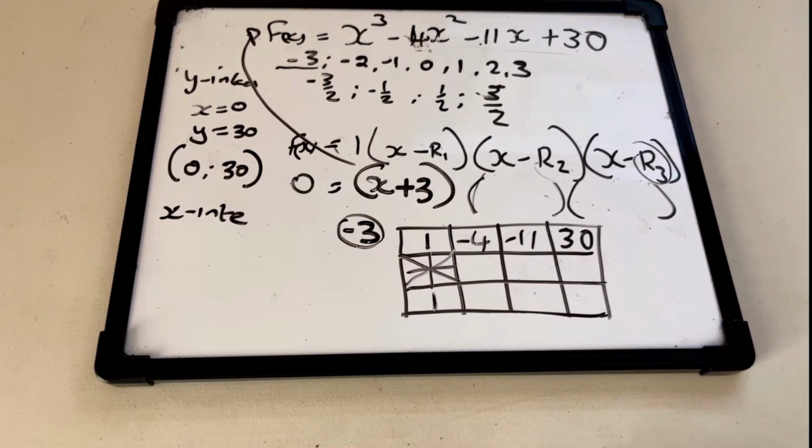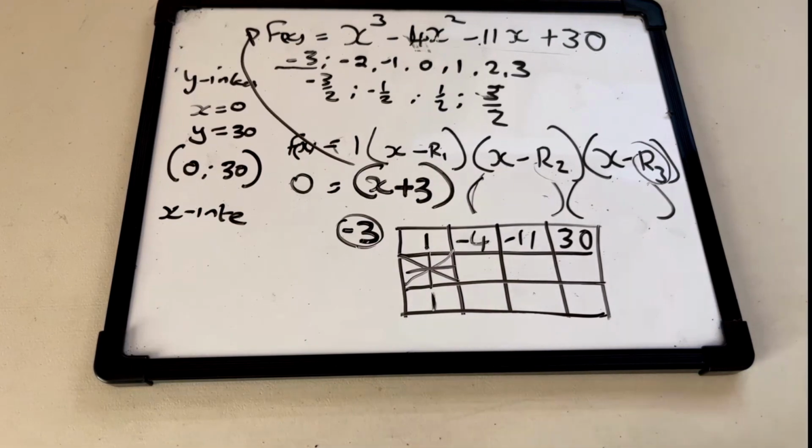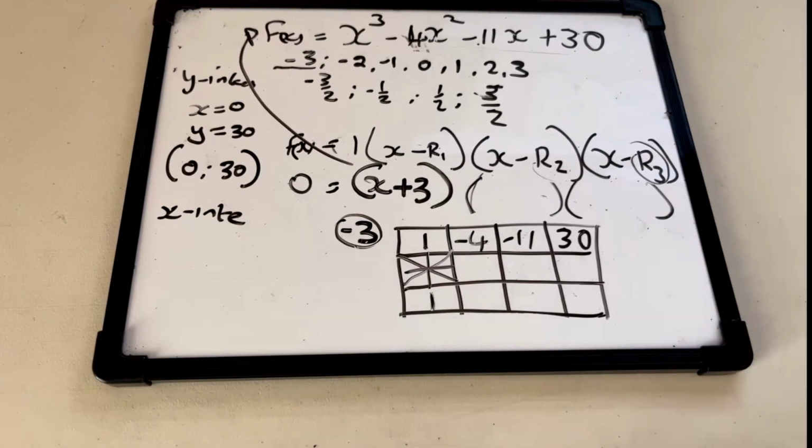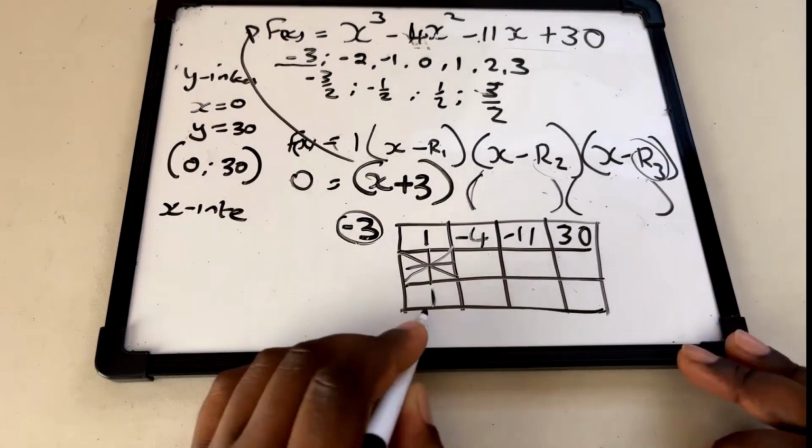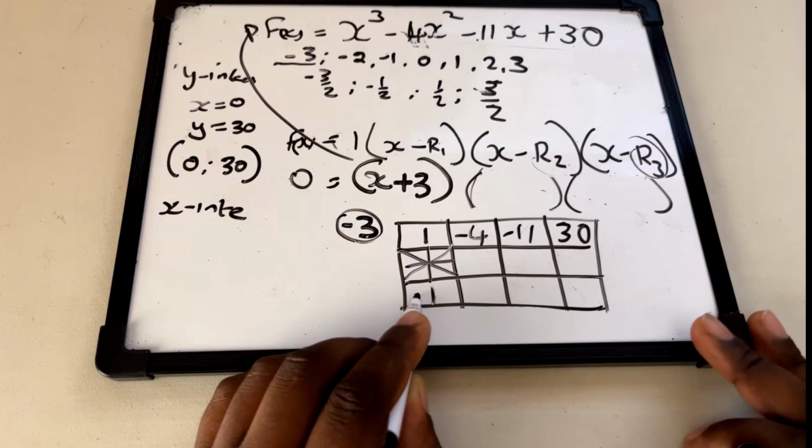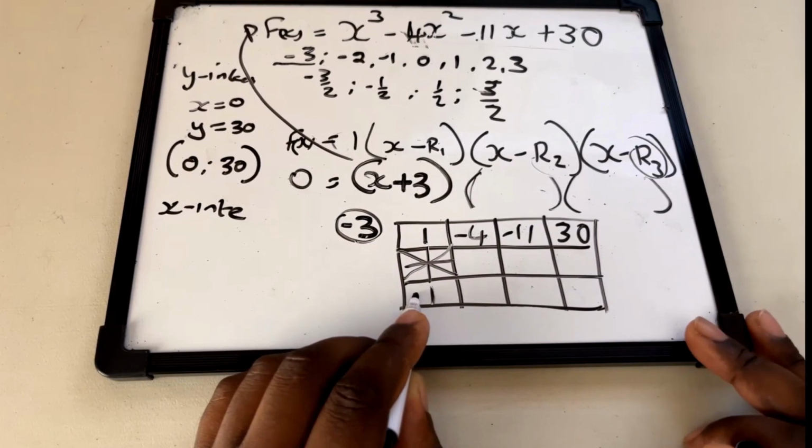Are we on the same? And then how am I going to work with this one? I'm going to say that my factor is multiplied by the same number that I have put here. What is the value of my factor? It is x plus 3. No.